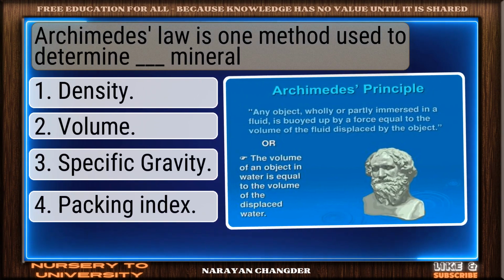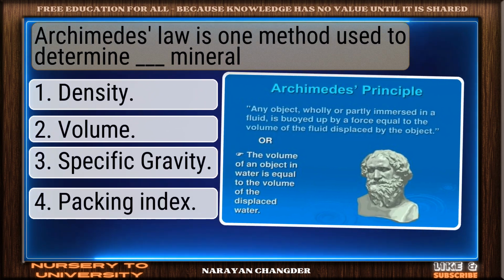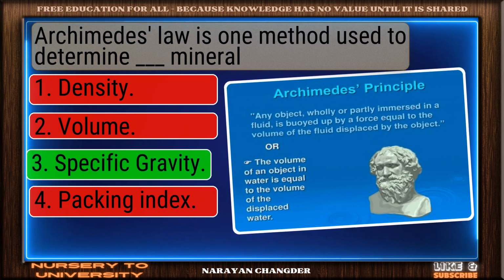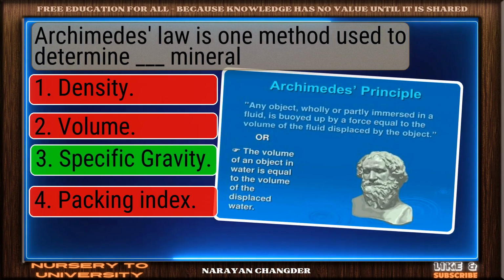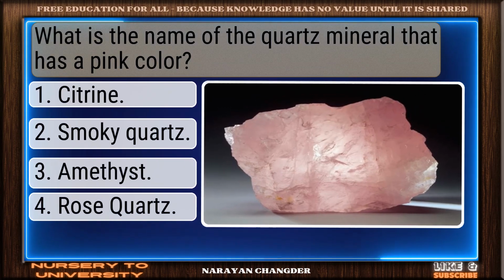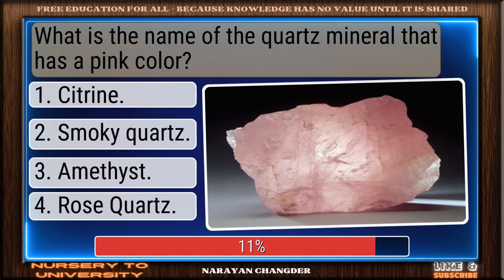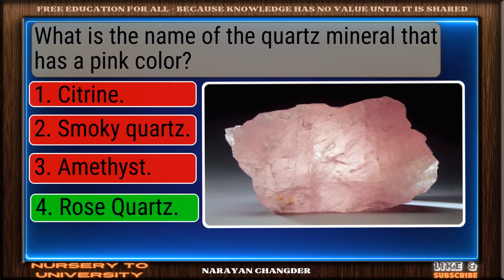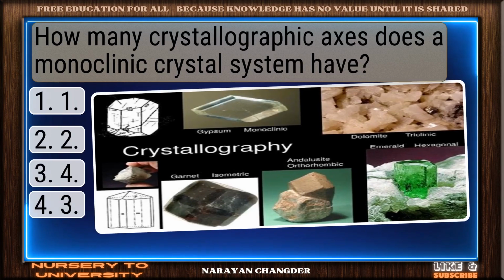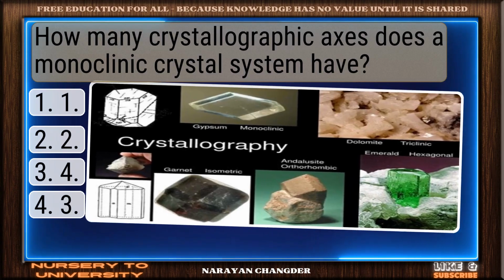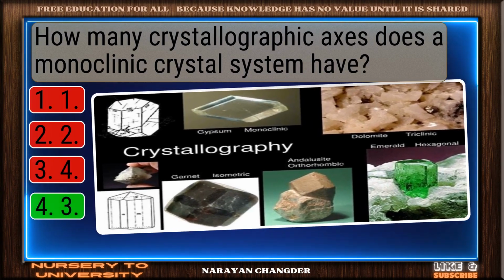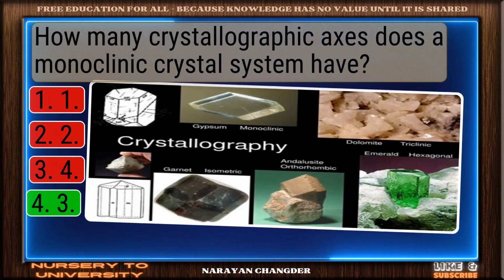Archimedes' law is one method used to determine dash mineral. Exactly. Specific gravity makes sense, and it is right choice. What is the name of the quartz mineral that has a pink color? You're right. Rose quartz is the correct answer. How many crystallographic axes does a monoclinic crystal system have? Bravo. 3 is the answer.